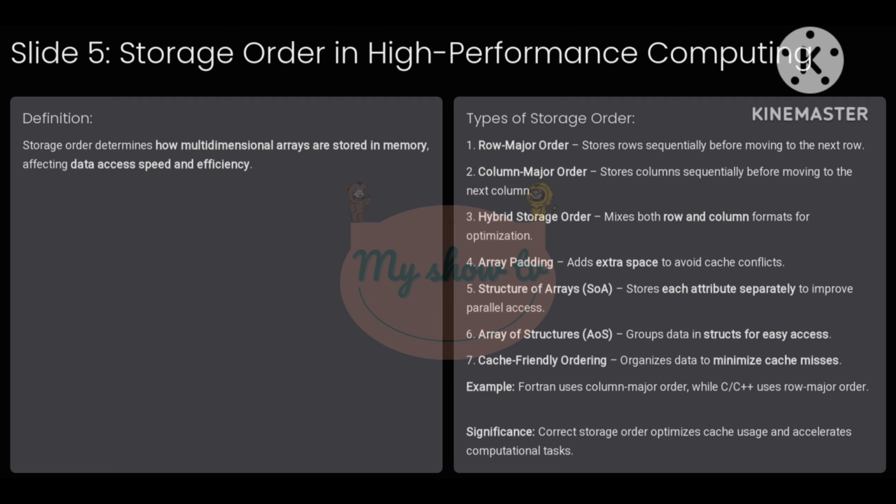3. Hybrid storage order, a mix of both row and column major for optimization. 4. Array padding: extra space is added to prevent cache conflicts. 5. Structure of arrays, SOA: each attribute is stored separately, improving parallelism. 6. Array of structures, AOS: data is grouped in structs, making access simpler but slower. Example: Fortran uses column major order, while C and C++ use row major order. Significance: choosing the correct storage order reduces cache misses, making matrix computations and AI workloads much faster.